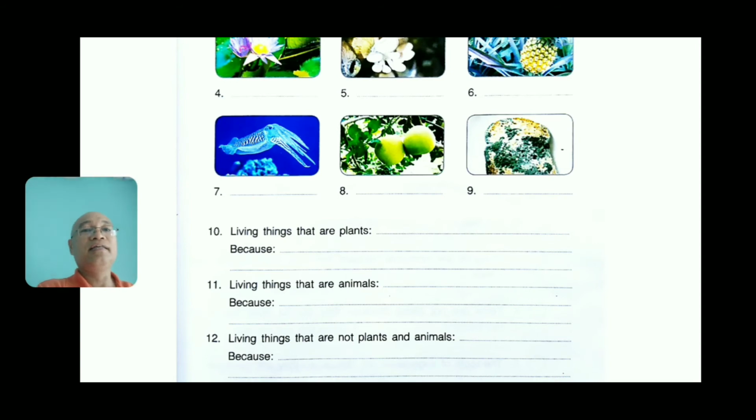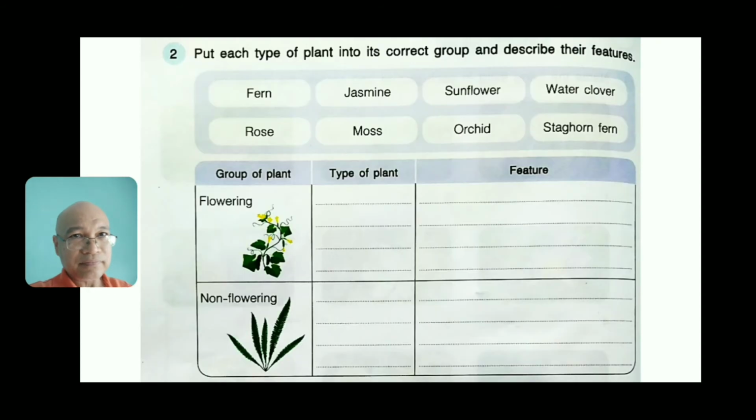These living things that are not plants and animals, usually like molds and all those fungi, do not produce their own food, all right? Like mushrooms, okay? You can write in there.